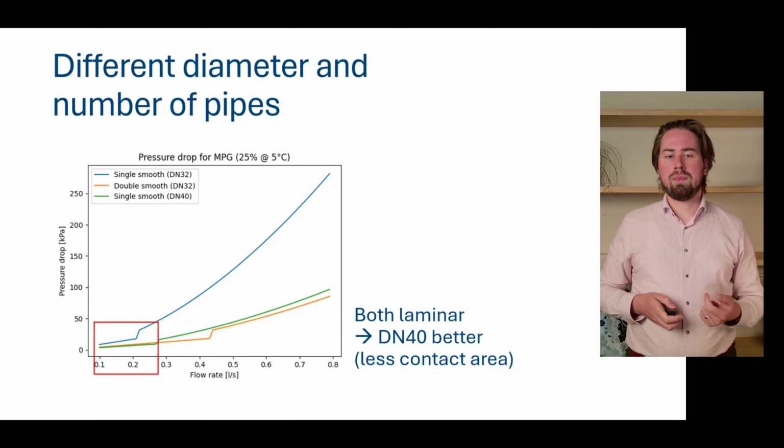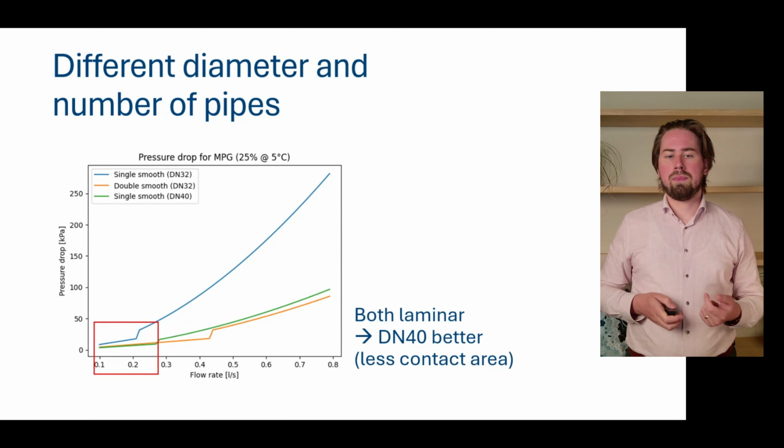Now, when we start getting turbulent, the situation changes a little bit, and that's why both lines deviate towards higher flow rates. But it's more or less the same. What is interesting is that our single DN32 is the worst kid in the class. It increases incredibly. It has very clearly the highest pressure drop.